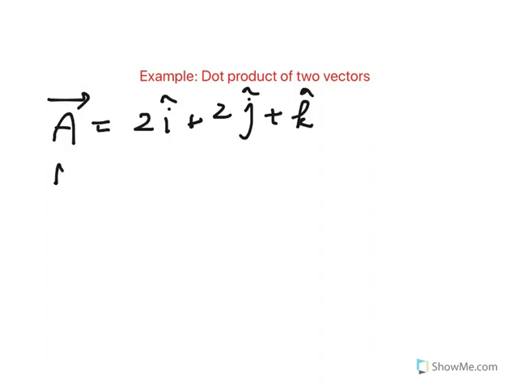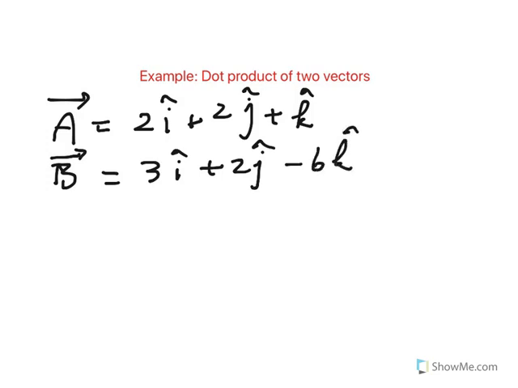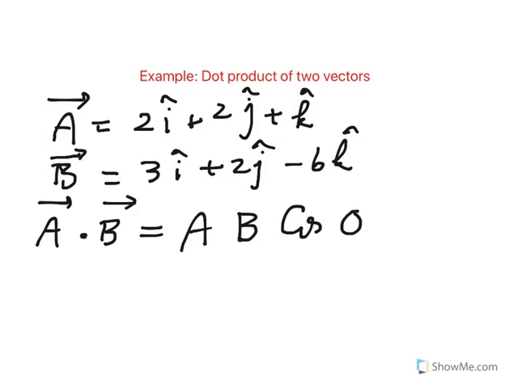And say vector B is given as 3i plus 2j minus 6k. Our objective is to find A dot B. So remember, the definition of dot product is A dot B or B dot A, it doesn't matter. Remember, the order is not important in dot product. You find the magnitude of A, multiply it by the magnitude of B, and multiply by the cosine of the angle between the two vectors, right? But let's first find A dot B, regardless of the definition.